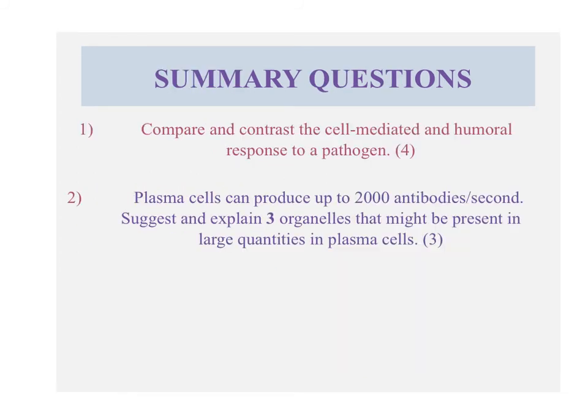Now you've got about 10 minutes to have a go at these 2 questions. These are exam style questions and they bring in things that we've learnt this lesson and at the beginning of module 2. So question 1, compare and contrast cell-mediated and humoral responses to pathogens. So compare the similarities and differences and contrast them. Okay, what happens in this but happens in this one, what happens in this but doesn't happen in this. Question 2, plasma cells can produce up to 2,000 antibodies a second. Suggest and explain 3 organelles that might be present in large quantities in the plasma cells. So pause now. You've got 10 minutes, and when you're done, press play again and go through the answers.